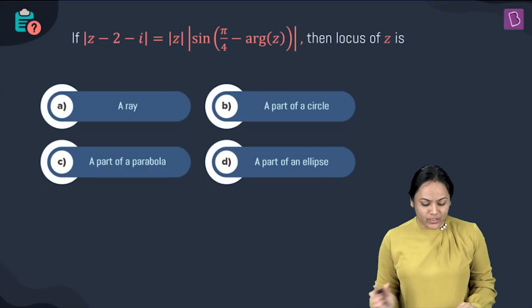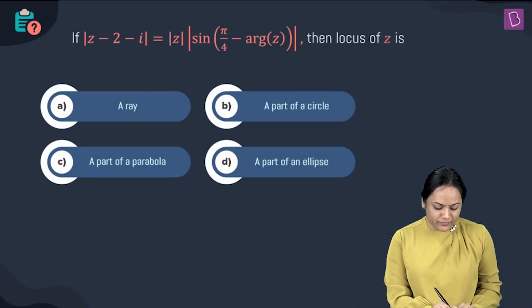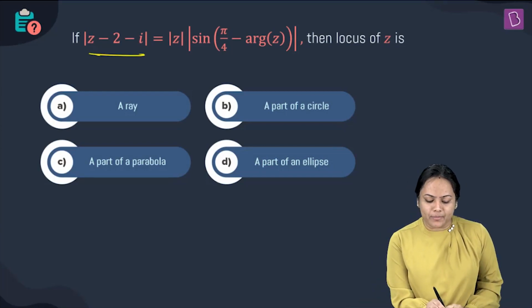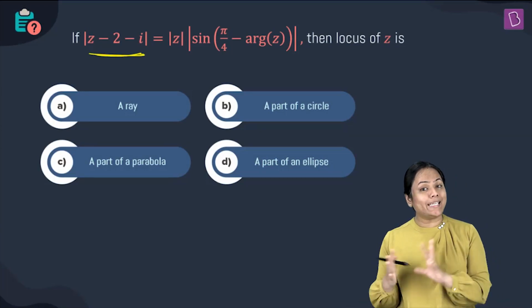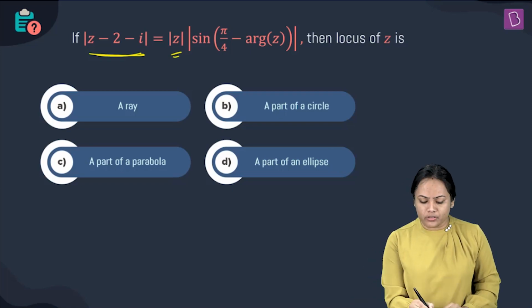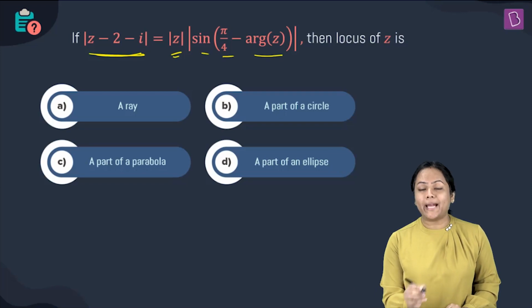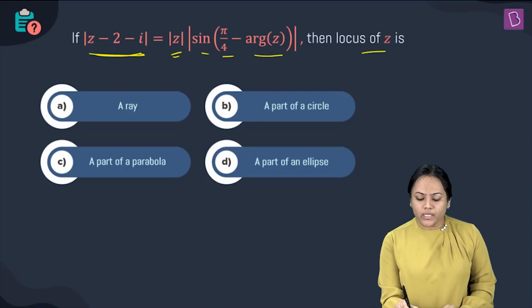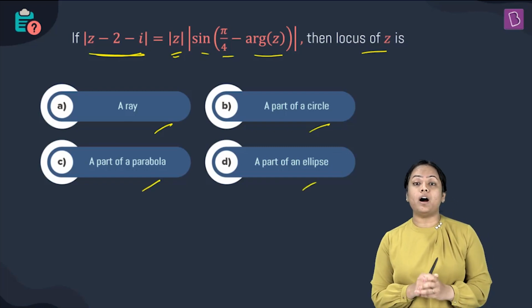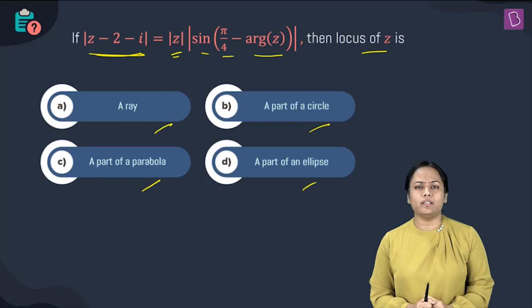Well, moving further, in this question, they have given us an equation. If modulus of z minus 2 minus i is equal to modulus of z multiplied by modulus of sine of (pi by 4 minus argument of z), what is the locus of z? Is it a ray, a part of a circle, a part of a parabola, or a part of an ellipse? How should I solve this?